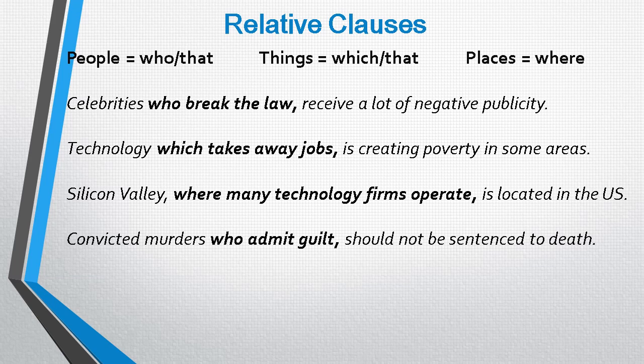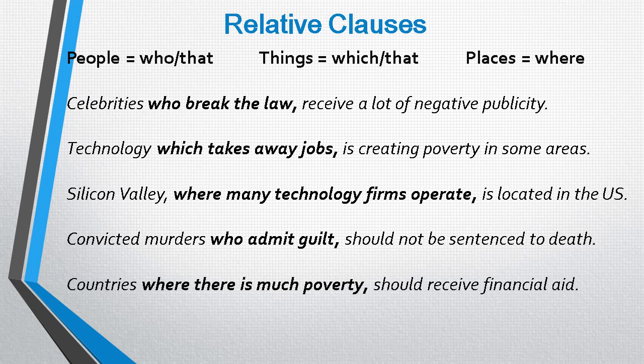Convicted murderers who admit guilt should not be sentenced to death. Again, we've got the same three points. After the main noun, the sentence makes sense without the relative clause, and it's convicted murderers who admit, not admits as the verb. Next one, countries where there is much poverty should receive financial aid. You should be getting the idea of this now. So after the main noun of the sentence, we've inserted the relative clause, and it still makes sense without the relative clause. And countries works well here with where, because that's the place.